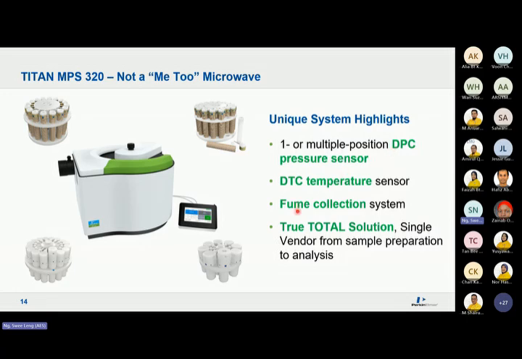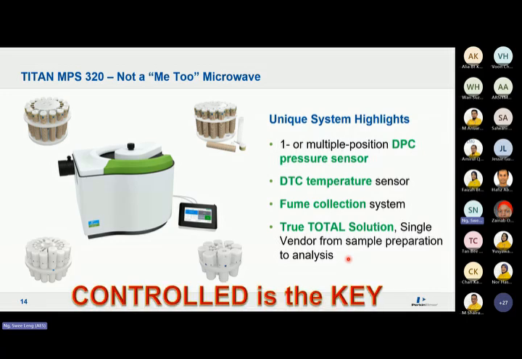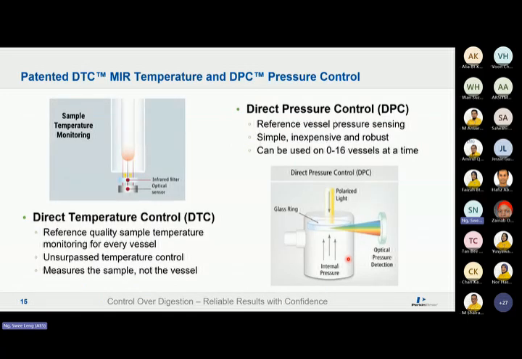We also have a fume collector, meaning that inside the oven, when anything happens during your digestion, your oven will not have any single drop of acid or fumes, because everything we collect and neutralize before we release to the environment. Of course, as I mentioned, PerkinElmer's total solution is a single window from sample prep until analysis. So remind again, the controls on the microwave are very important, DPC and DTC. These are the two features that we have.